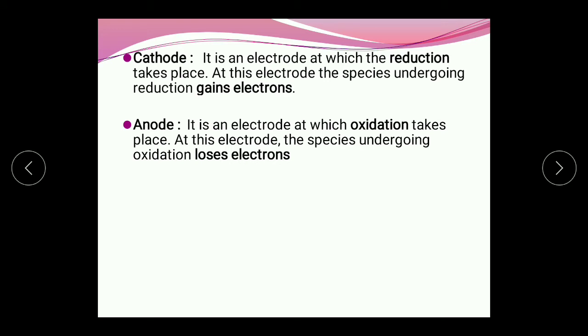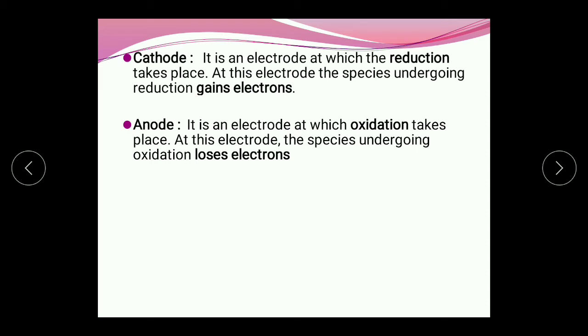It is an electrode at which oxidation takes place. At this electrode, the species undergoing oxidation loses electrons. That means anode, oxidation. Like cathode, reduction, anode, always oxidation. And what is oxidation according to our electron transfer concept? The one which removes electron, the one which gives electron, the one which loses electron. So, at anode, oxidation takes place by losing electron, and at cathode, reduction takes place by gaining of electron.